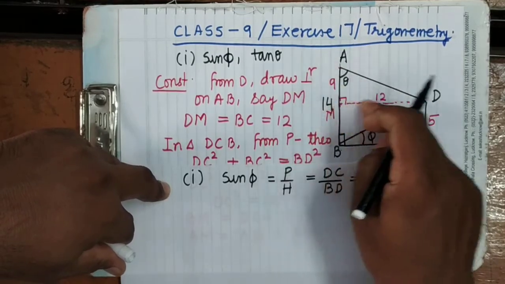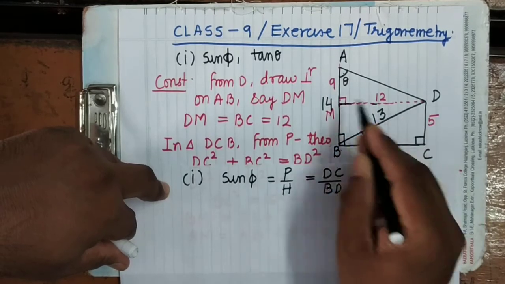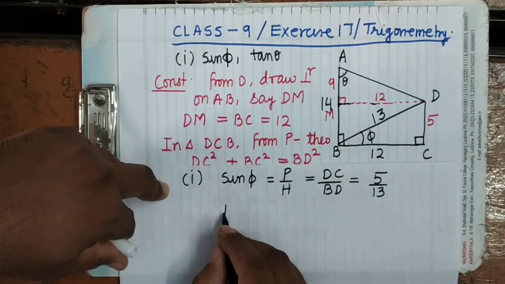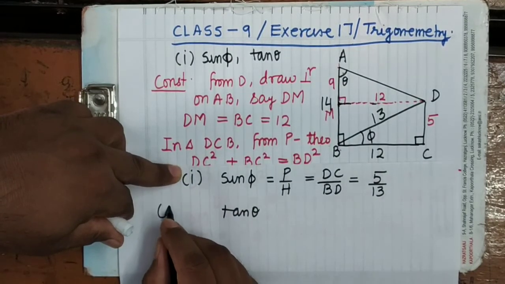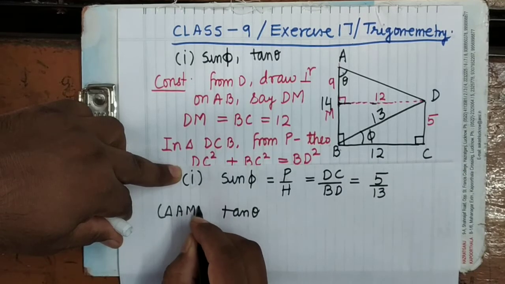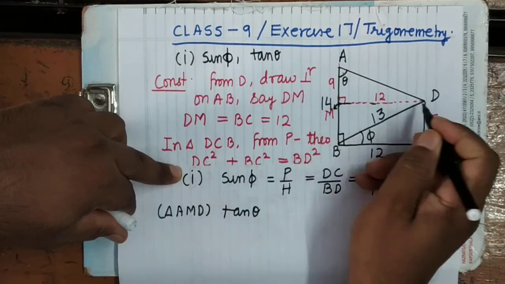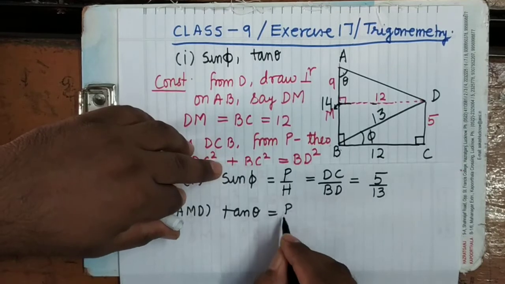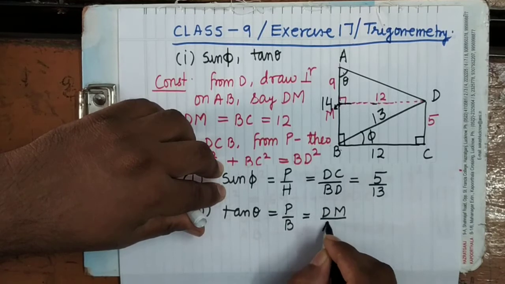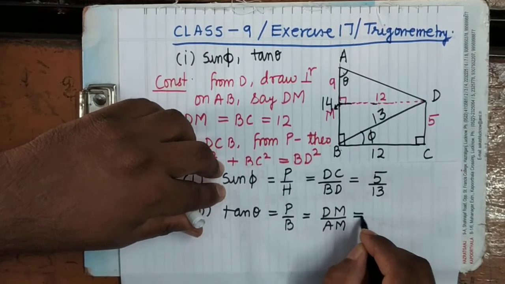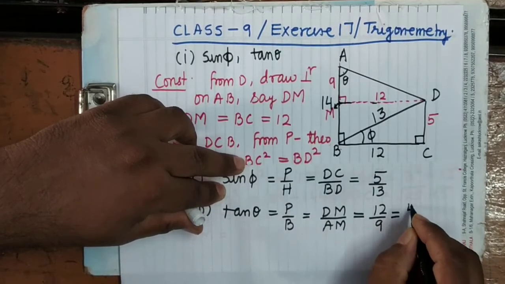Now, tan theta you will determine from this right angle triangle. With respect to theta, this is the perpendicular and AM is the base. So tan theta you will see from which triangle? Triangle AMD. This point is M. It's clear. In triangle AMD, tan theta equals perpendicular upon base, that is DM upon AM. Both the values are now known to you, so it is 12 upon 9, which simplifies to 4 upon 3.